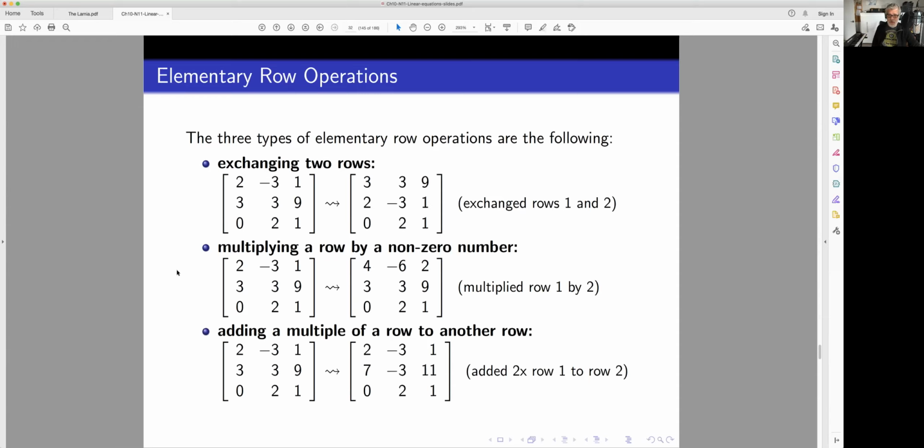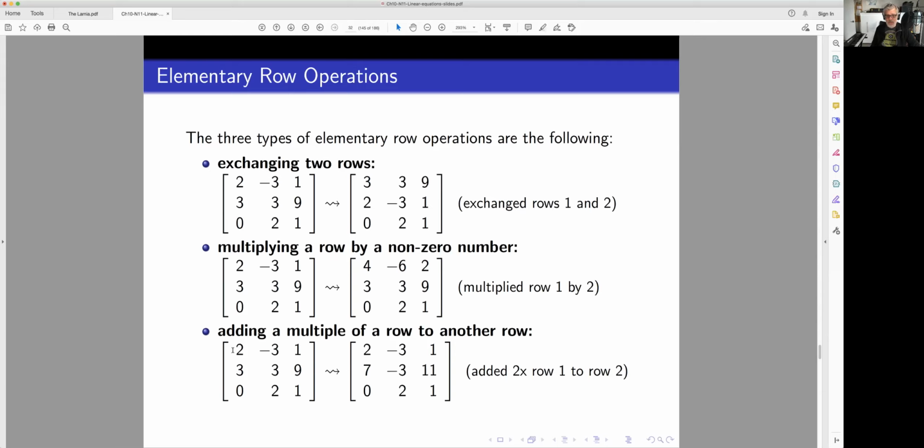The last one is the more involved one: adding a multiple of a row to another row. Let's see what this is. Here I start with the matrix on the left-hand side, and what I'm doing is adding to row 2 twice row 1. What does that mean? You see that row 1 does not change, but I add twice this row to the second one.